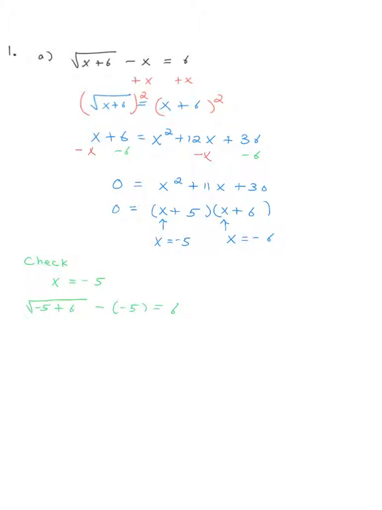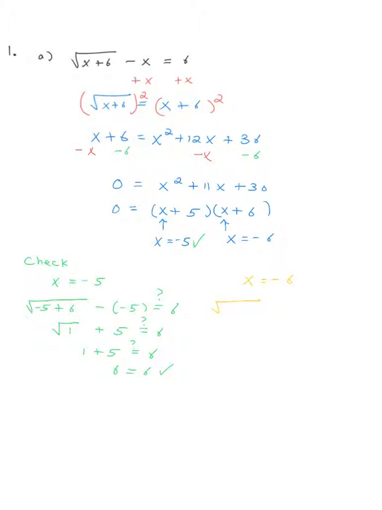Is this thing a true statement? That's the square root of 1 plus 5 is 6. Is that true? And the answer here is yeah, because you do arrive at 6 is equal to 6. This is a true statement. -5 works. What if I were to try -6? Got to check that one too.